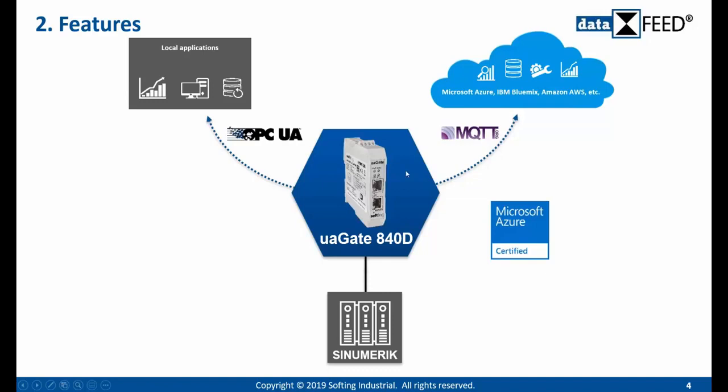So once again, a little overview. The UA Gate 840D in the middle is collecting data from the SINUMERIK 840D via a specific SINUMERIK protocol. And once we've done that, you can decide either by providing the data via OPC UA, or you can send data to the cloud via MQTT. We are also certified by Azure, so there should be no problems, but you can pretty much send data to every cloud, so we are not fixed to Azure. You can also send data to IBM or Amazon AWS.